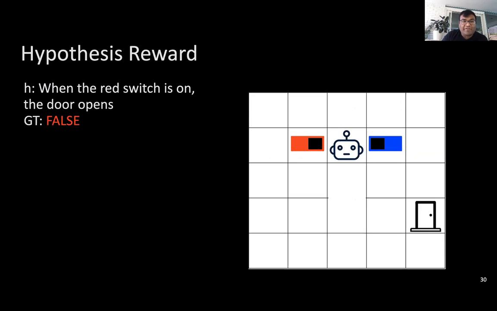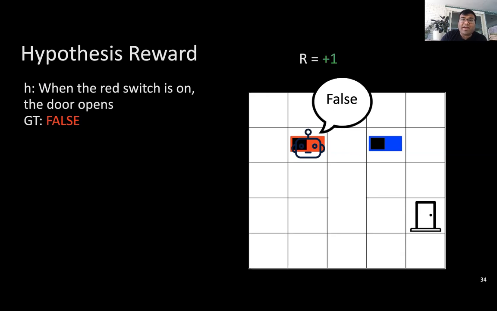Just to highlight it further, let's say we are in this world and we have a hypothesis that when the red switch is on, the door opens. And in this world, the rule is that the blue switch opens the door. So the ground truth here is false. The agent starts taking actions. It moves towards the red switch, then it toggles the switch, and it generates the observation. Based on these observations, it predicts that this is a false statement. Because this is indeed a false statement, it gets a +1 reward. On the other hand, if it had said that it is a true statement, it would have gotten a -1 reward. So this is what the reward function looks like.